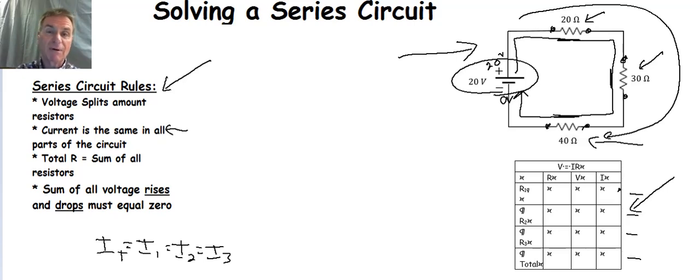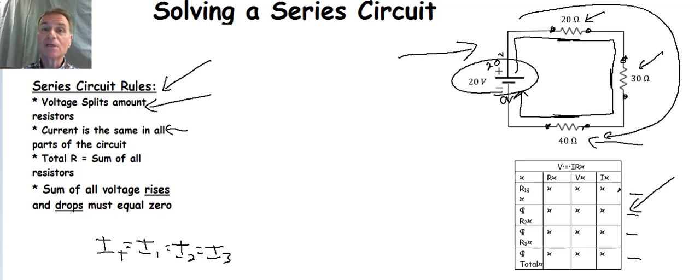You have 0, or you have 0 pressure left. And from this point, the electrons just sort of drift back to the negative side of the battery. Okay. So voltage in a series circuit will split amongst the resistors.